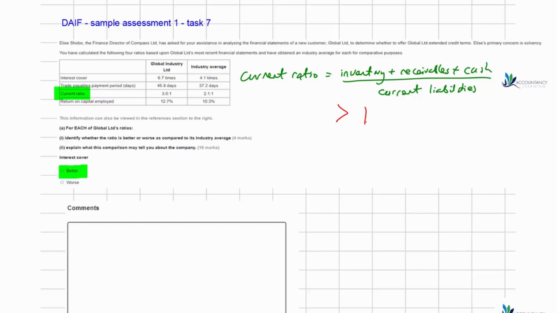So with the industry, they've got 2.1 to 1. That means the industry average company has about double the amount of current assets as they have current liabilities. So that's good. They should have enough to be able to pay those liabilities. Whereas Global Industry has 3 times as much, so they have more current assets to be able to pay off their liabilities. And that's a good thing.